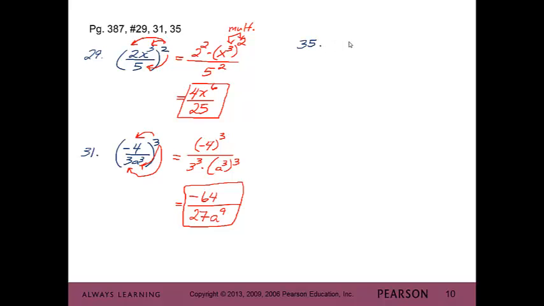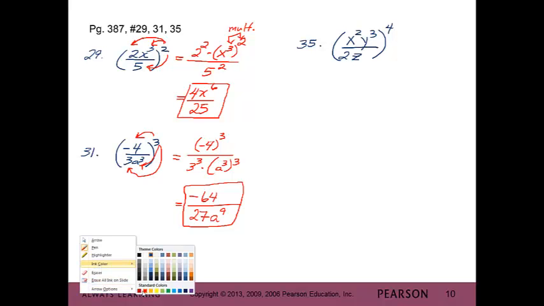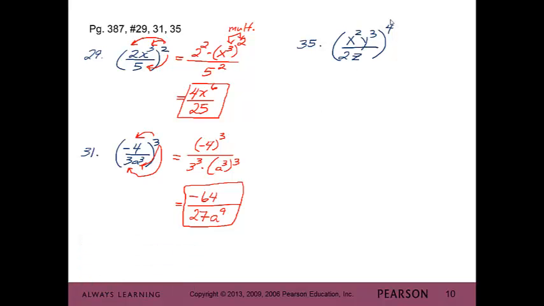And then number 35, we have x squared times y to the third power divided by 2z, and it is all being raised to the fourth power. So remember, each factor can be raised to the fourth power, so that means x to the second raised to the fourth, y to the third raised to the fourth, 2 raised to the fourth, and z raised to the fourth. So x to the second raised to the fourth, y to the third raised to the fourth, over 2 to the fourth times z to the fourth.